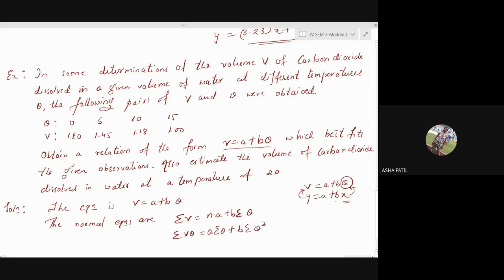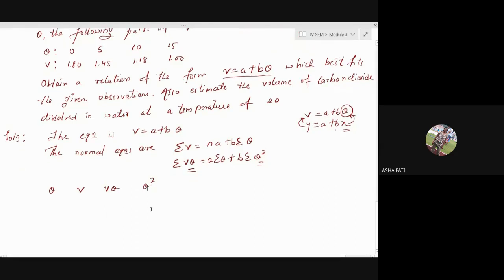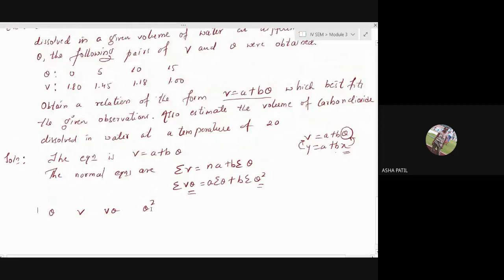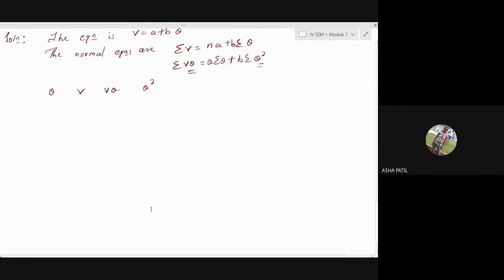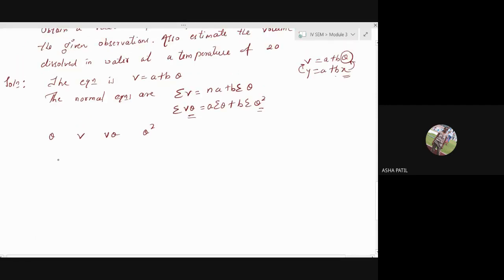Yes. Put the table now accordingly. You know which values you want. V and theta are given to us already. Theta value, V value, you know it already. Next we want V theta and we want theta square. Substitute the values, put the table and then go for the summations. Only 4 values are there. N is 4.